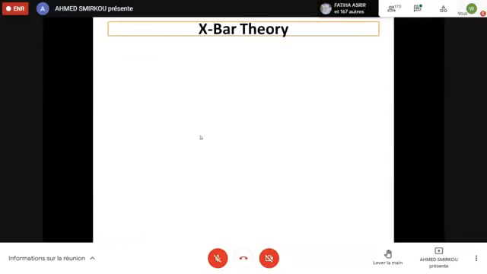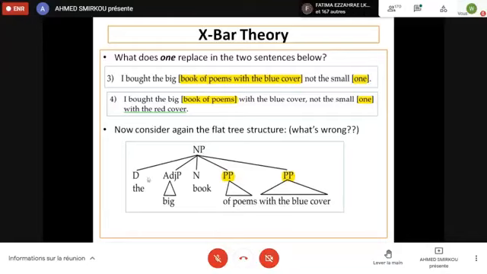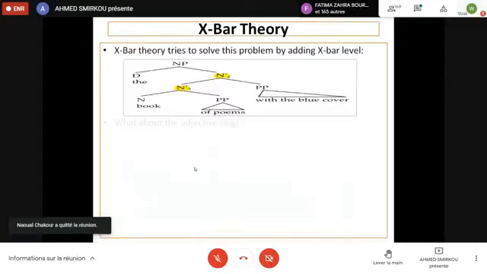In X-bar theory, you cannot have it like this. How many branches here? 1, 2, 3, 4, 5 branches. Five branches: determiner, adjective phrase, noun, preposition phrase. In X-bar theory, you can never have more than two branches. Remember this. Okay? Now, what about the adjective big?